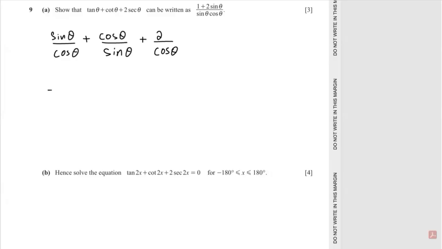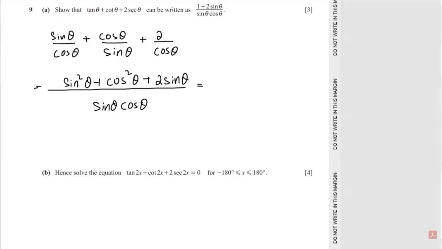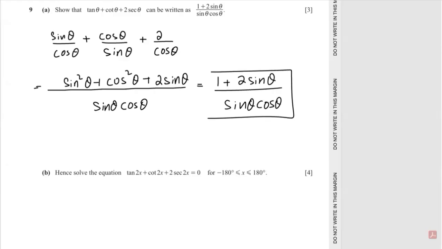Now you need to express it as a single denominator, and that is basic algebra, part of normal math as well. So you need a sine in the numerator and the denominator. This will become sine squared theta. And in the second fraction, you need to multiply and divide by cos theta. So this will become cos squared theta. And here again, sine, so 2 sine theta. And by doing this, you know that this thing is a 1. So hence, (1 + 2 sine theta) over sine theta cos theta. So this is shown.